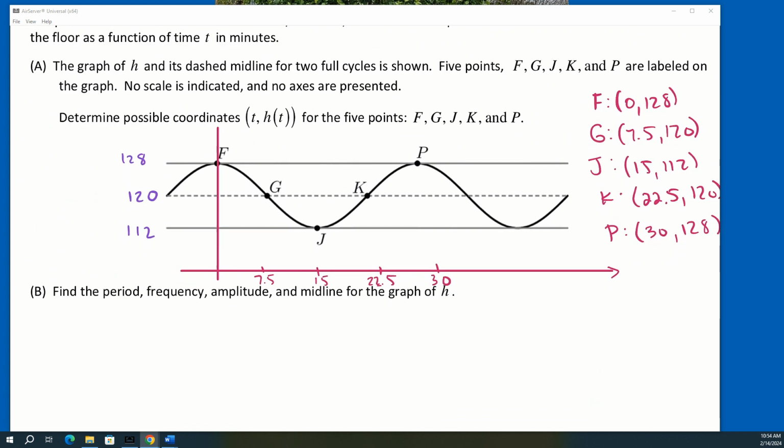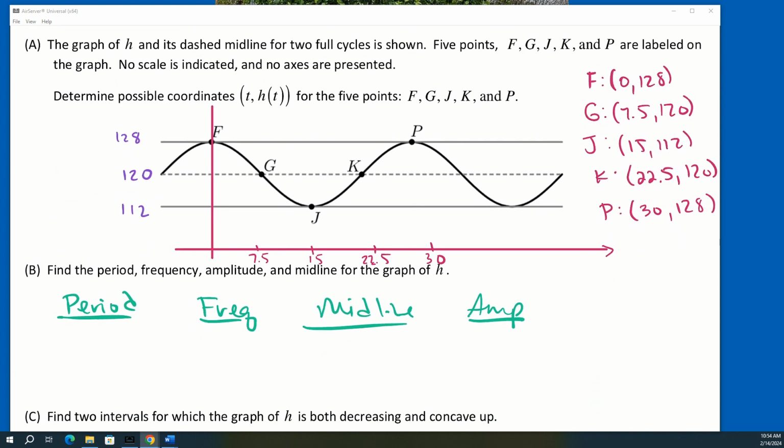Okay, so what we want to do, B and C are different from what we did on the original day. So we want to find the period, frequency, amplitude, and midline. I'm going to keep it in the same order that we did it originally: period, frequency, midline, amplitude. So you guys go through and fill in what you think those are, please.